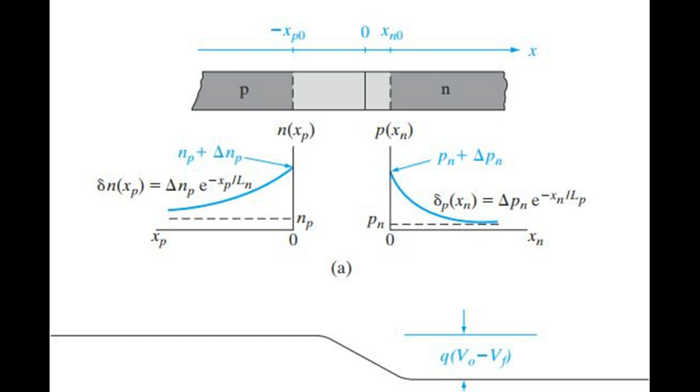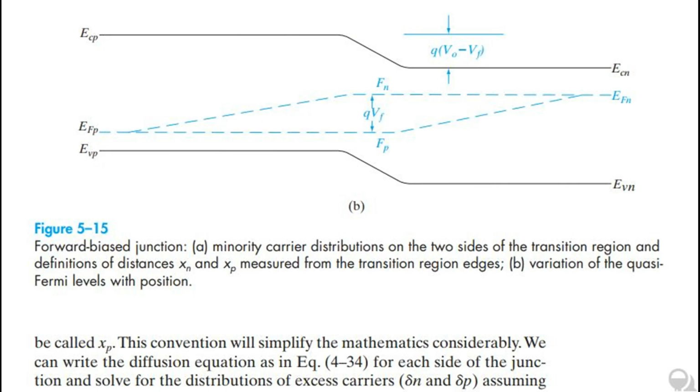We can write the diffusion equation as in Eq 4.34 for each side of the junction and solve for the distributions of excess carriers, δn and δp, assuming long P and N regions. The hole diffusion current at any point xn in the N material can be calculated from Eq 4.40, where A is the cross-sectional area of the junction. Thus the hole diffusion current at each position xn is proportional to the excess hole concentration at that point.